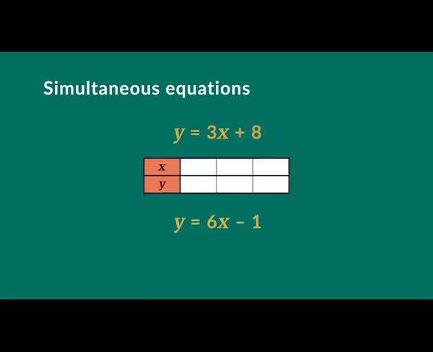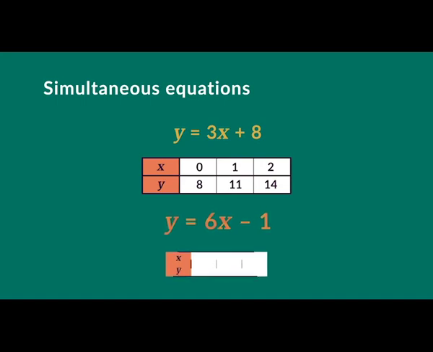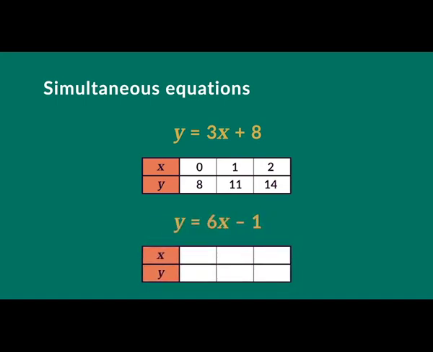We need to find a point where these 2 equations are both true: y equals 3x plus 8 and y equals 6x minus 1. To sketch the graphs, let's find a few values to plot for each equation. For the equation y equals 3x plus 8, some sample points are (0, 8), (1, 11), (2, 14). For the equation y equals 6x minus 1: (0, -1), (1, 5), and (2, 11).